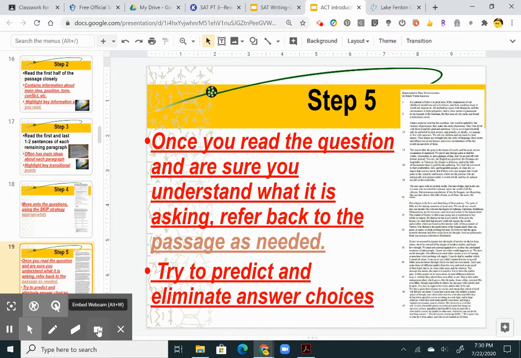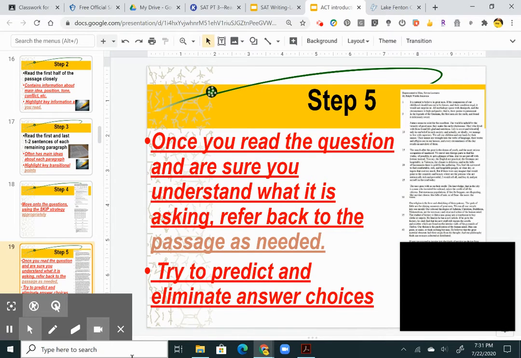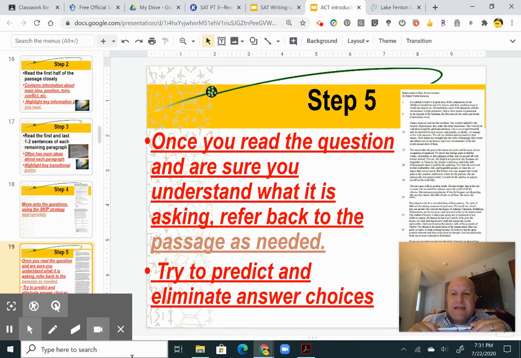So in a subsequent video, I'm going to talk about the question types. I'm going to review again the question types with this particular passage and show you how that plays out with this particular passage. But I'm going to do that in a subsequent video, this time for real.